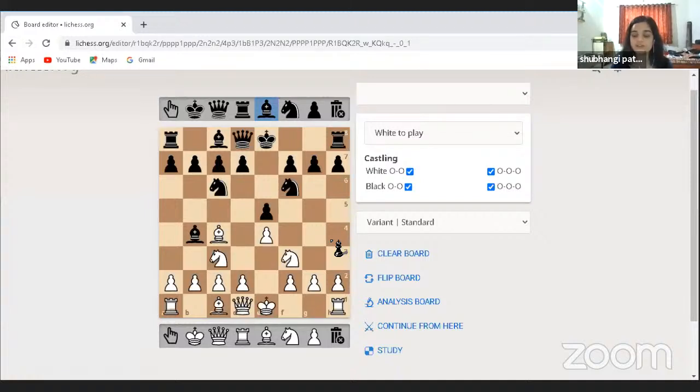Okay. Now it's White's move. White will castle: the king moves two squares and the rook goes beside it.